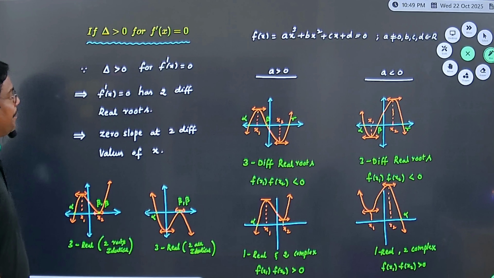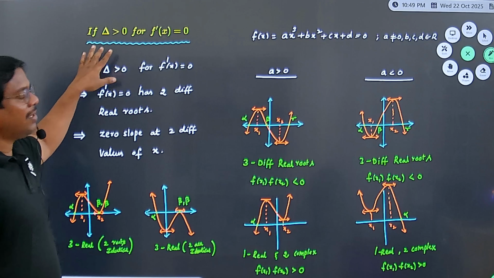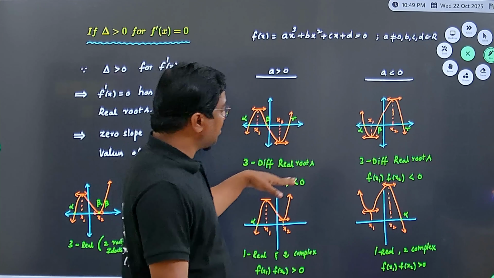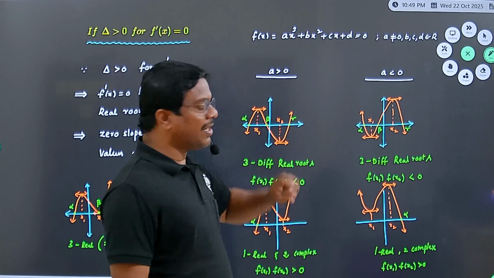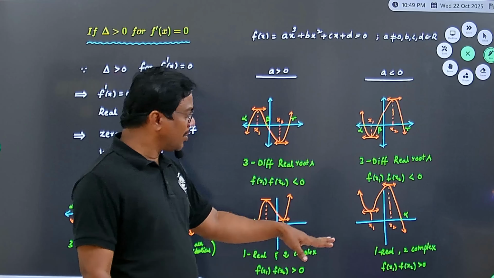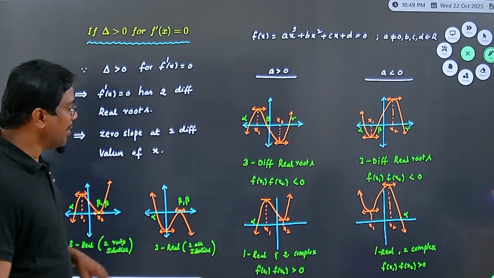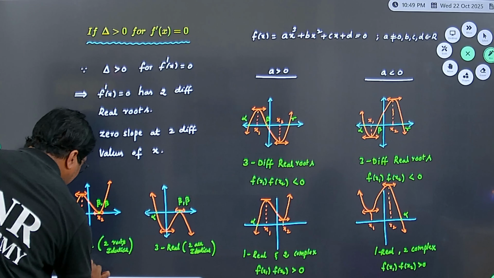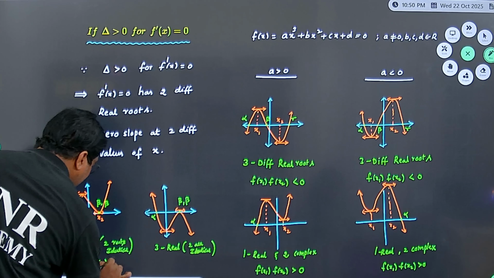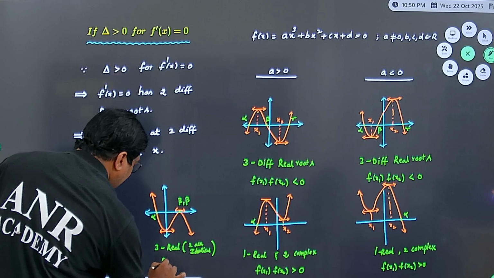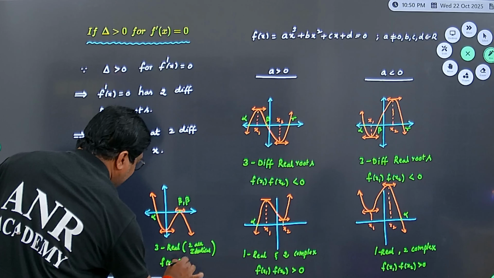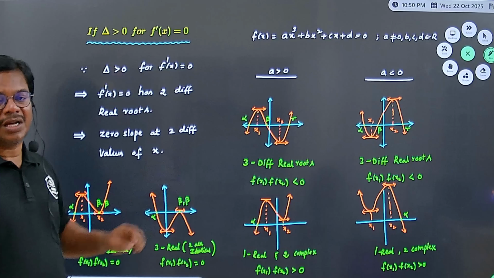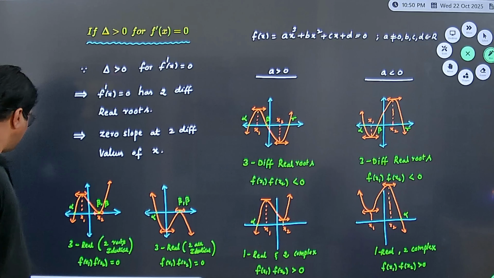This is the case. So whenever delta is more than 0 for f dash x equal to 0, in this case f of x1 into f of x2 less than 0 implies we get 3 different real roots. F of x1 into f of x2 more than 0 implies only one root, the remaining 2 complex. And in this case f of x1 positive, f of x2 0, so f of x1 into f of x2 is clearly equal to 0. In this case 2 of the roots are identical, remember. Let us move to the second case.